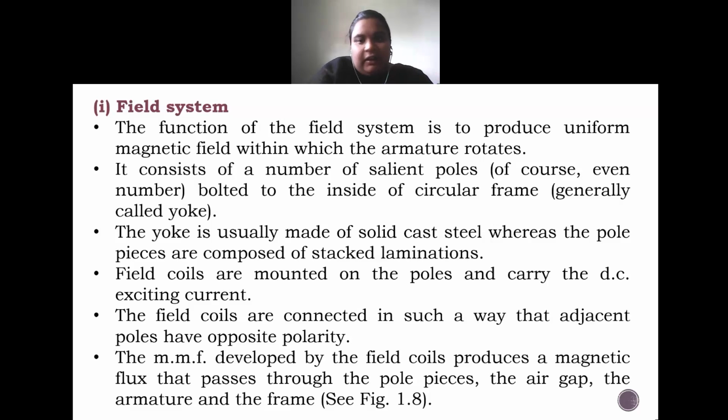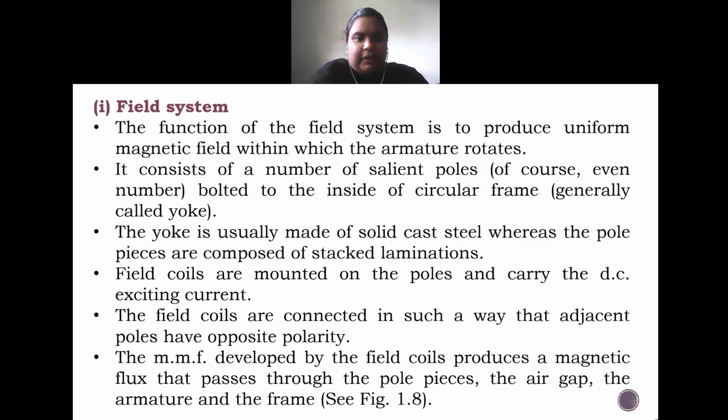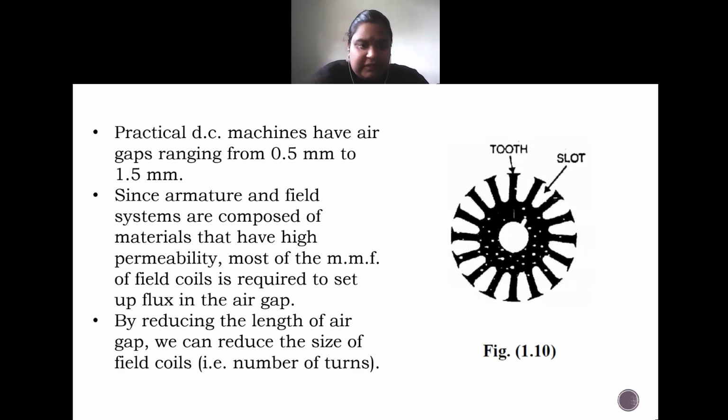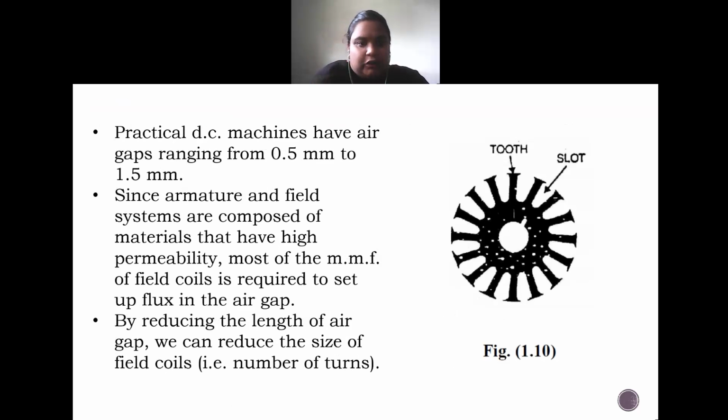That is the electromagnet. We have seen how these are connected, how many coils will be there, and where they are mounted. All these things we have seen. This is the field system. Again, we have seen that in this field system, poles will be present on which these field coils are mounted. These poles will be laminated, and all those things we have seen.